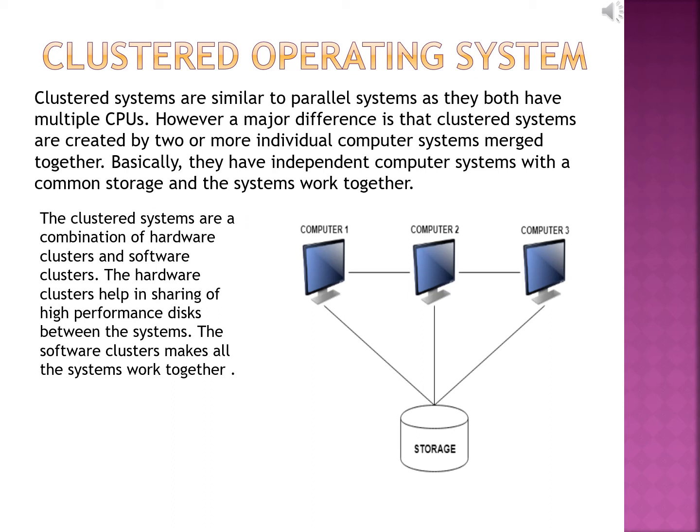The hardware clusters help in sharing of high performance disks between the systems, and the software clusters make all the systems work together. Each node in the clustered system contains the cluster software. This software monitors the cluster system and makes sure it is working as required. If any one of the nodes in the clustered system fails, then the rest of the nodes take control of its storage and resources and try to restart.